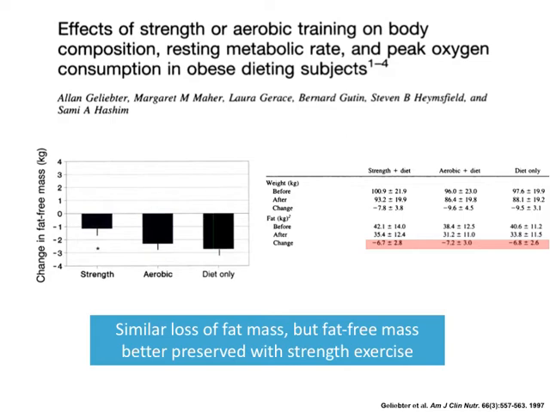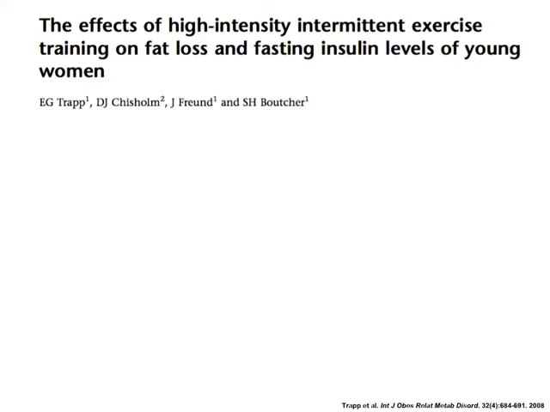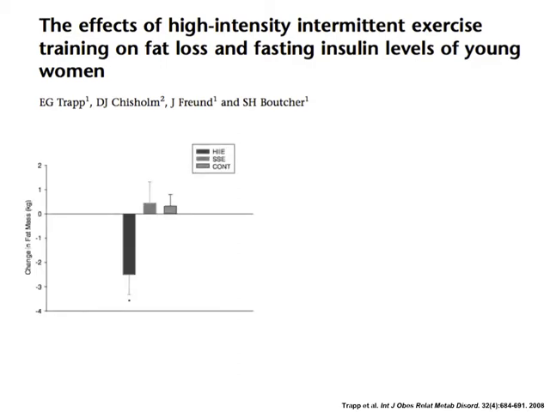So both decrease fat mass, strength preserves lean mass. If we focus only on aerobic type training, there's always the dichotomy between high intensity interval versus long duration endurance. How do those compare in affecting weight? And here, insulin, fasting insulin, and young women. So it's a different population. They're not obese. This is a much longer study over 15 weeks. And at first glance, very promising.